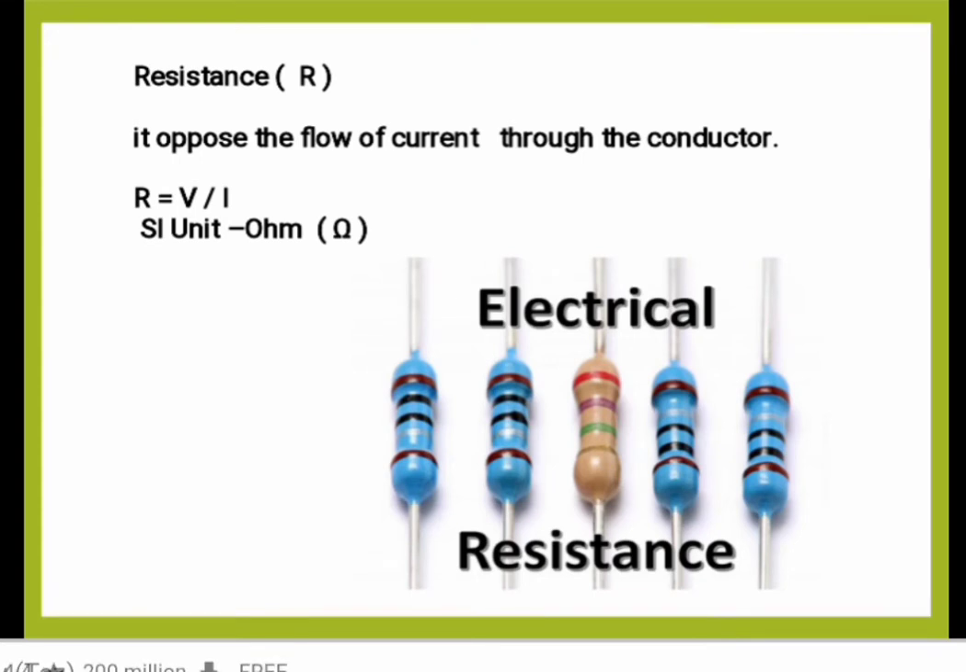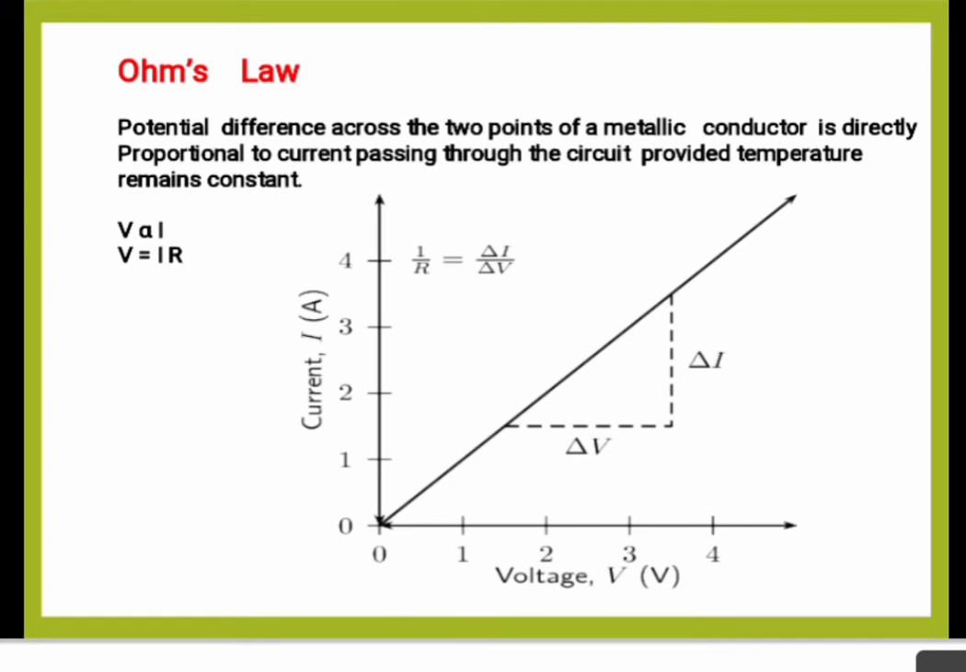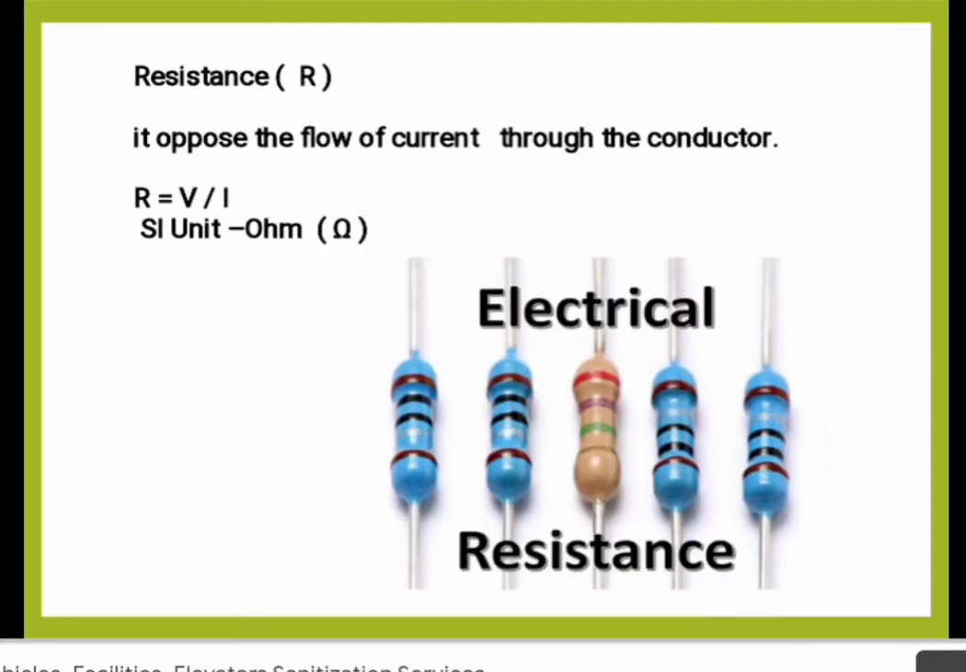Now resistance. Since R came up in V equals IR, let's study resistance. What is resistance? Resistance is an opposing force. It opposes the flow of current through the conductor. So we can find the formula of R from this. V equals IR, so R equals V by I, where V is voltage and I is current. The SI unit of resistance is ohm. The symbol of ohm is as mentioned here.